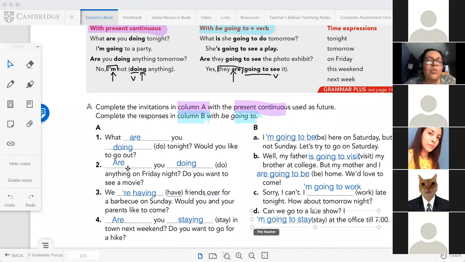Then, si yo cambiara este a going to, are you going to do anything on Friday night? Do you want to see a movie? Well, my father is visiting my brother at college, but my mother and I, nuevamente es be, are staying home. Podría ser otro verbo, pero no be con ing, okay? All right, baby, so that's the general idea. Up until this moment, babies, questions, problems, or traumas?